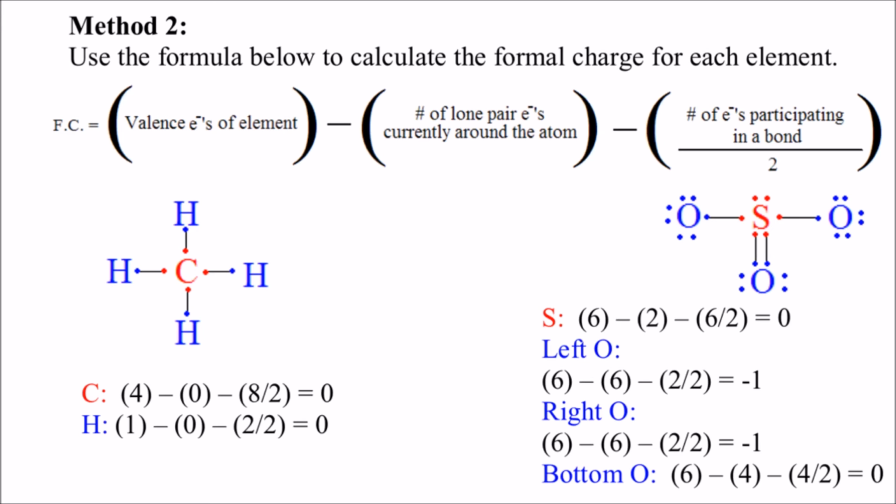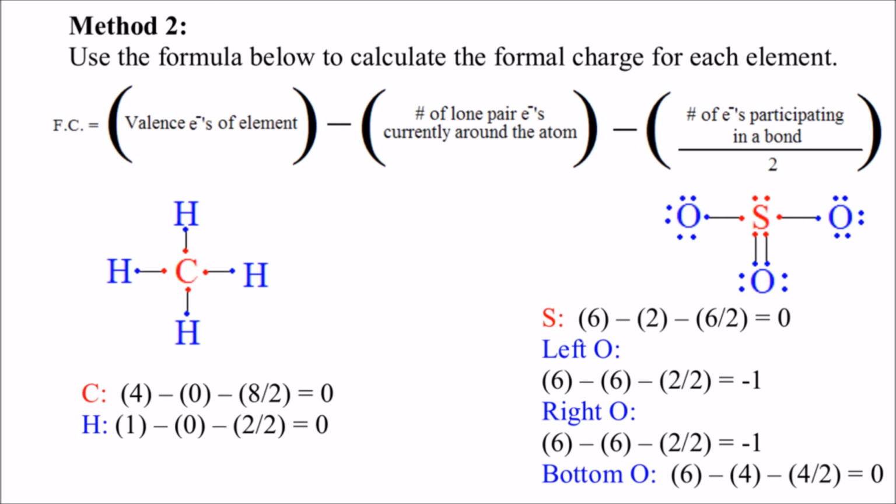So the number of valence electrons that hydrogen has is 1, minus the number of lone pair electrons currently around this atom. There are no lone pair electrons around that hydrogen, so we put 0. Minus the number of electrons participating in a bond divided by 2. Here's a bond. There are 2 electrons in that bond, so we're going to put 2, and then we have to divide that number by 2. So 2 divided by 2 is 1, so we have 1 minus 0 minus 1. That gives us a 0 formal charge for hydrogen. And these 3 hydrogens look just like that one, so they're all going to have 0 formal charge.